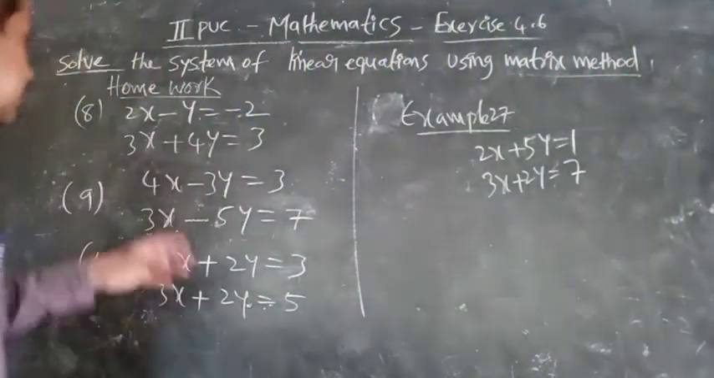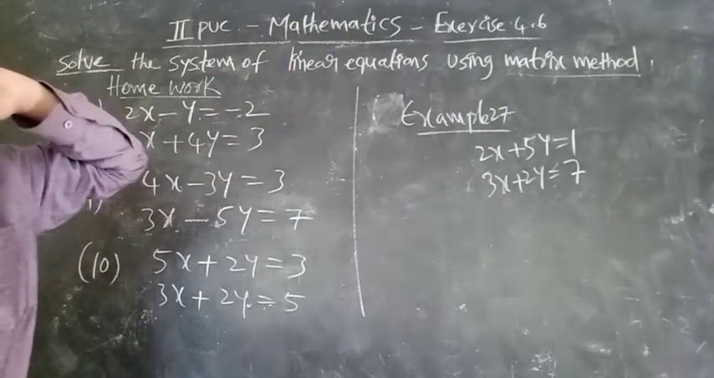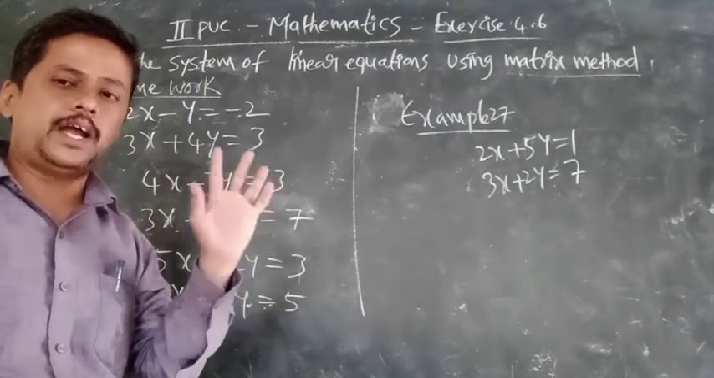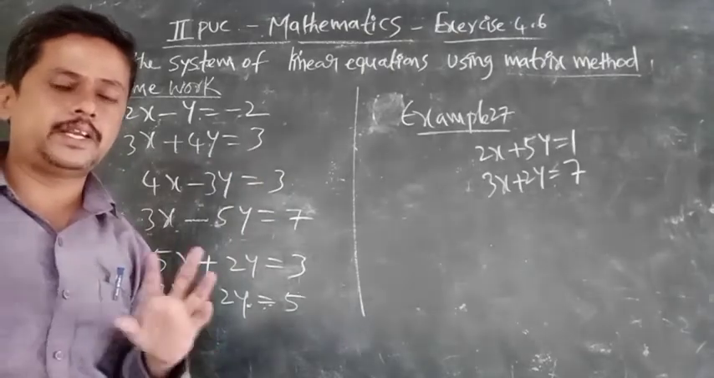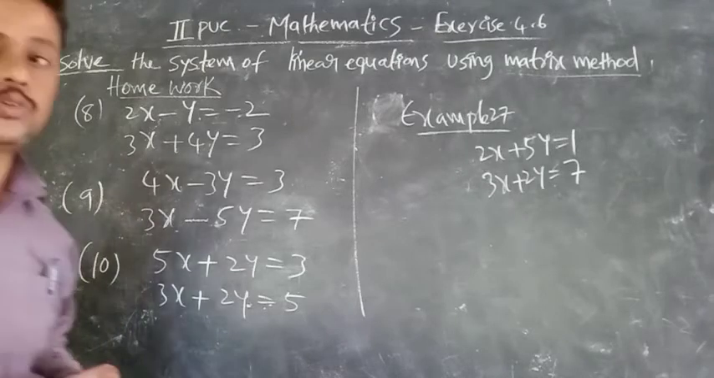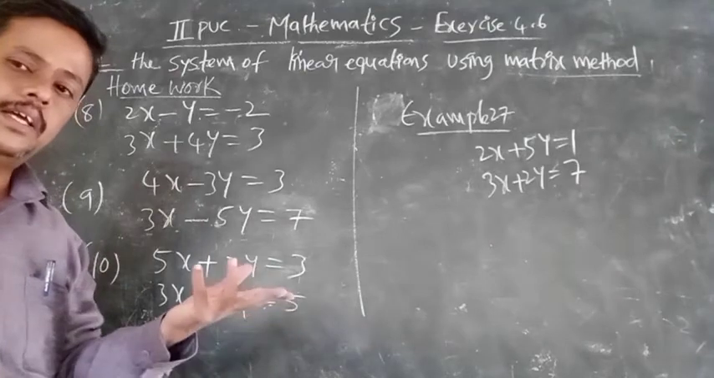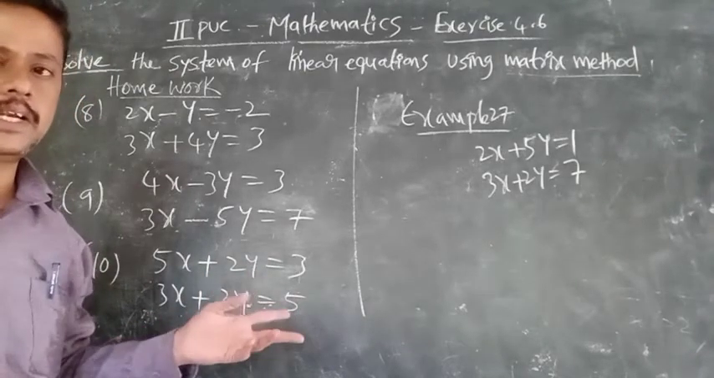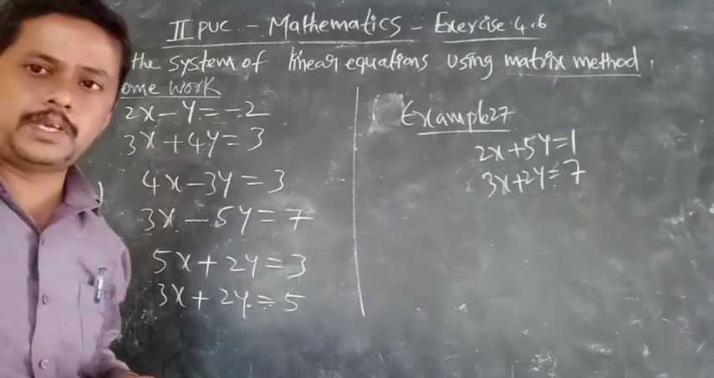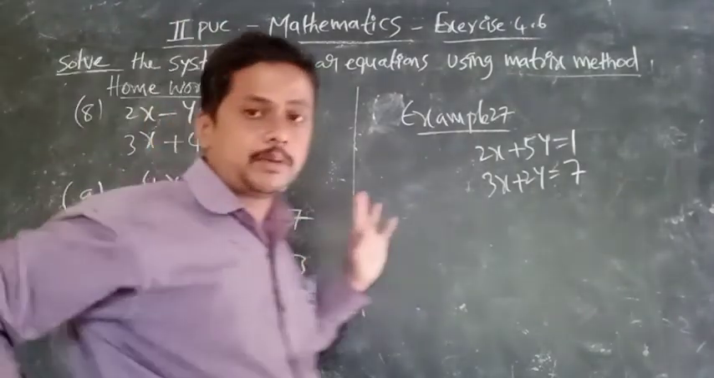See, these are the homework: 8, 9, 10 and example 28. By using the matrix method, we have to simplify. First, we have to write A, X and B and calculate the determinant value. After calculating, if the determinant value is not equal to 0, we have to calculate the A inverse, calculating the adjoint, 1 by determinant A into adjoint A, and then calculate X is equal to A inverse B. So we will get the x value. In the next class I will tell the 3 by 3 matrix. Write down this homework.